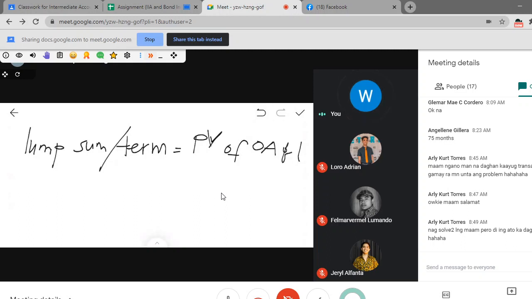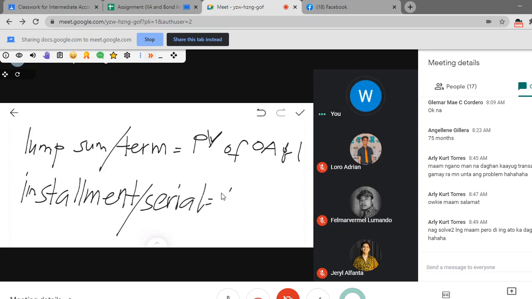Of 1. Ayan. Now, if it is installment or serial, pareha sa imuhang interest. Di ba interest is installment man na every year? Dili man na kay one time lang ginahatag. Every year na siya ginahatag. If it is installment or serial, we use present value of 1. PV of 1. So, naay kalahian. PV of ordinary annuity, PV of 1.